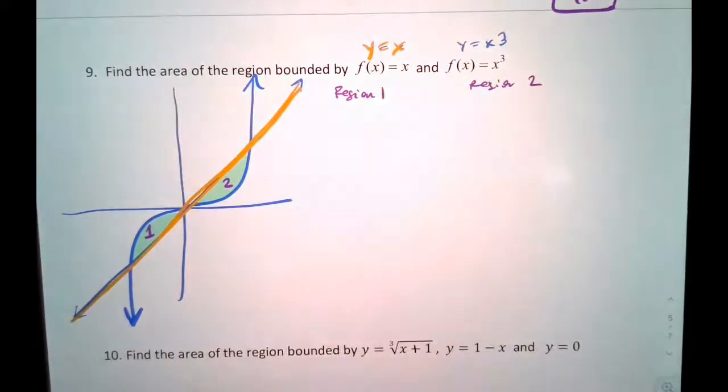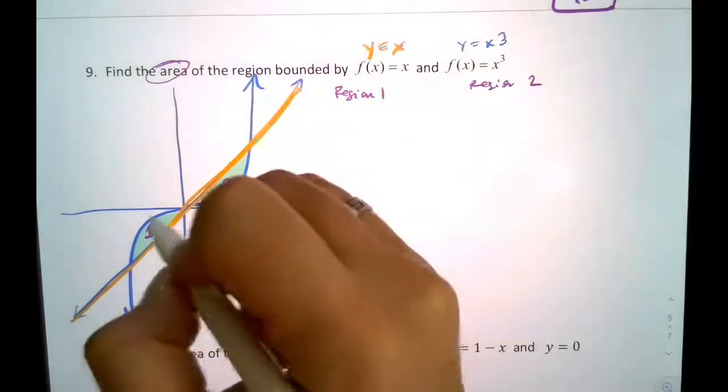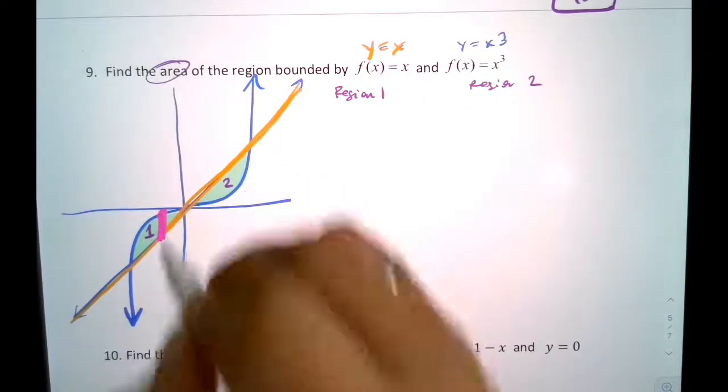But the connotation here is, if it says find the area, that means all bounded area. And these two graphs create two bounded regions. So that is now your job. Now, when I draw a rectangle in here, I'm going to try vertical because that's always nicer.